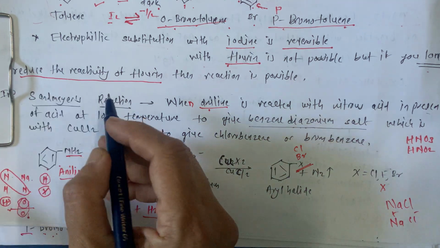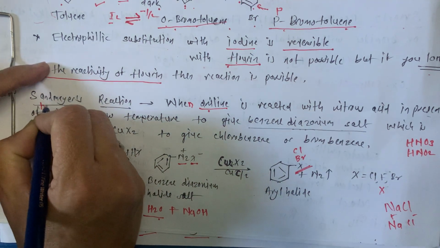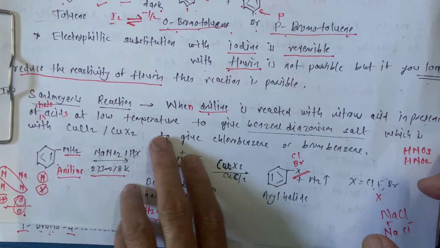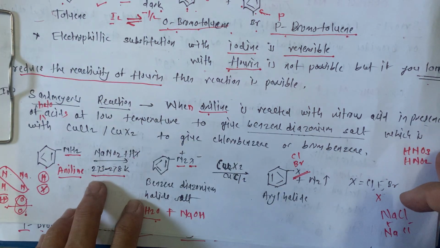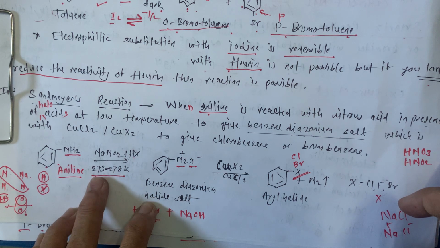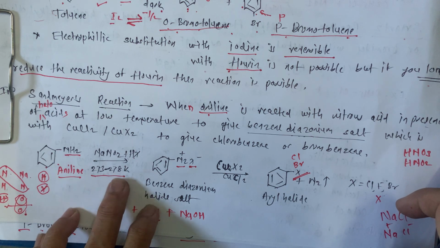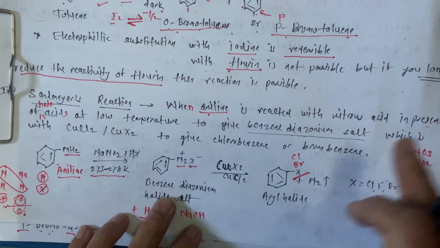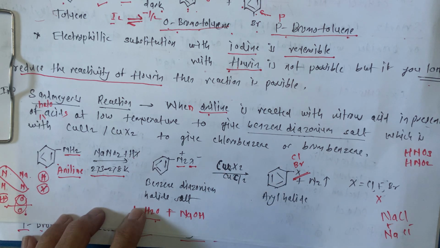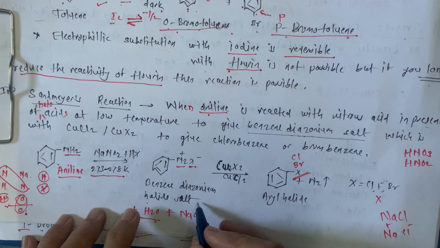In presence of halo acids at lower temperature. What is that temperature? 273 or 278 Kelvin. 273 Kelvin means how many degrees? Calculate and tell me. 273 to 278 Kelvin, low temperature. Then it gives benzene diazonium halide salt. Very important, benzene diazonium halide salt.